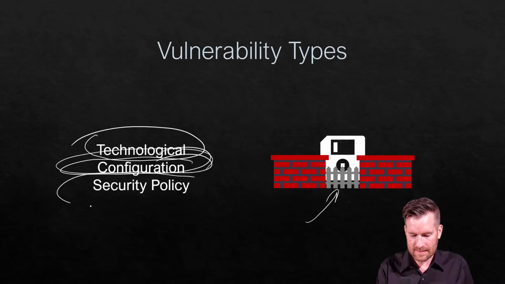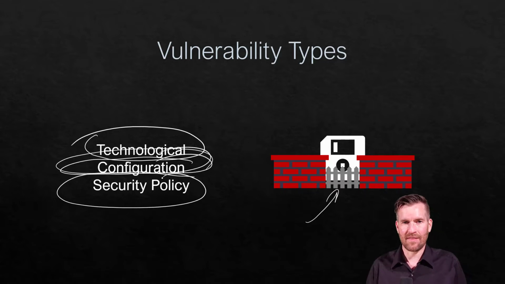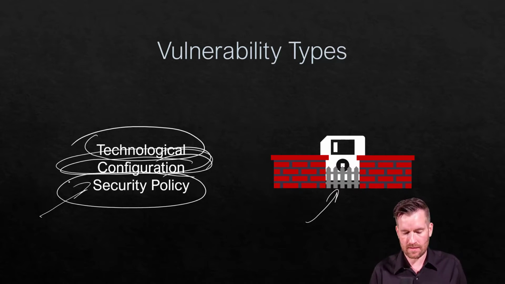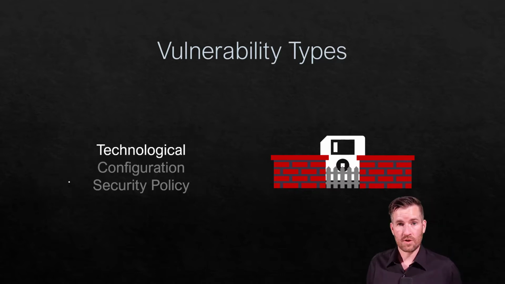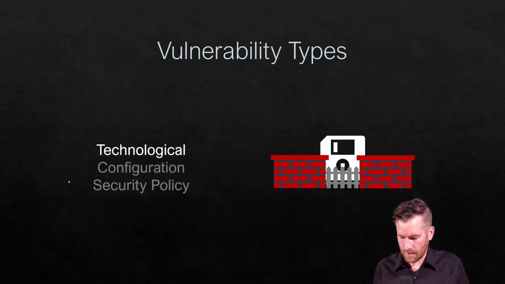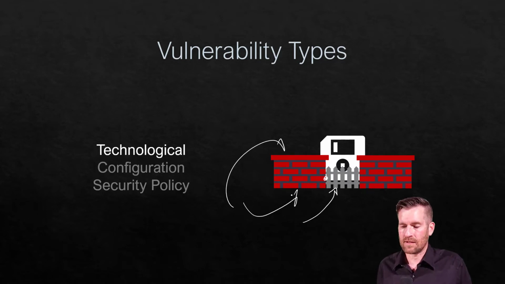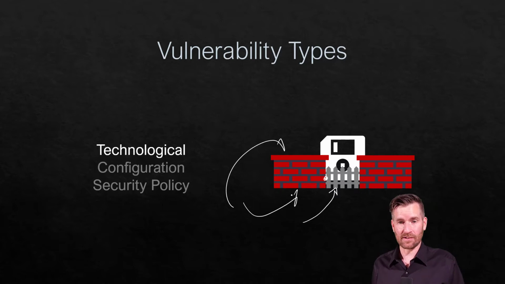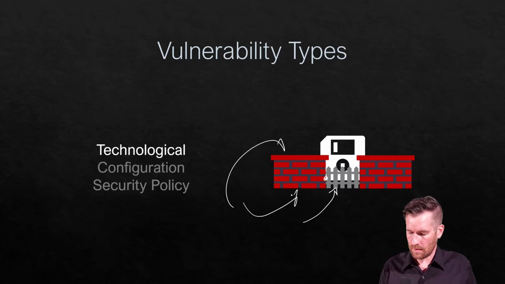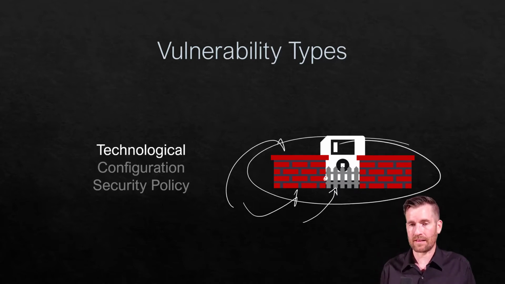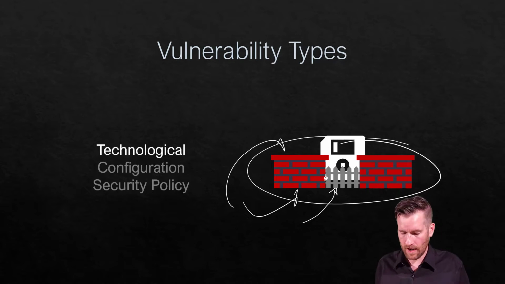And then we have the security policy itself. These are the rules that we set up to govern how we operate, and there are some weaknesses in how we approach some of that as well. In our example, some of the vulnerabilities are the lock on the gate itself and going over or under the wall. So there are perhaps some technological vulnerabilities to having this wall and this gate around this data.